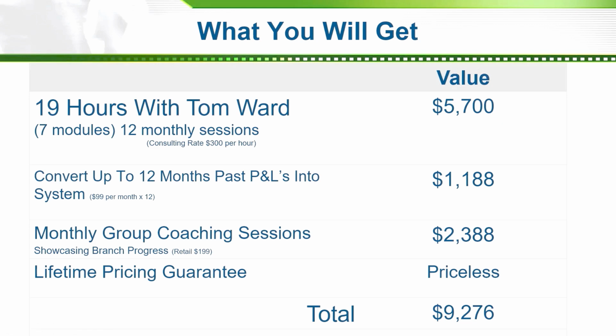Then the next part is the monthly group coaching session. It's more open. Tom will go through it, but it's group coaching, showcasing branch progress, right? That's a $23.88 value. Retail is $199. So when you add that up, you also get a price lock guarantee, where the lifetime pricing is what we offer today, thanking you guys for coming along.